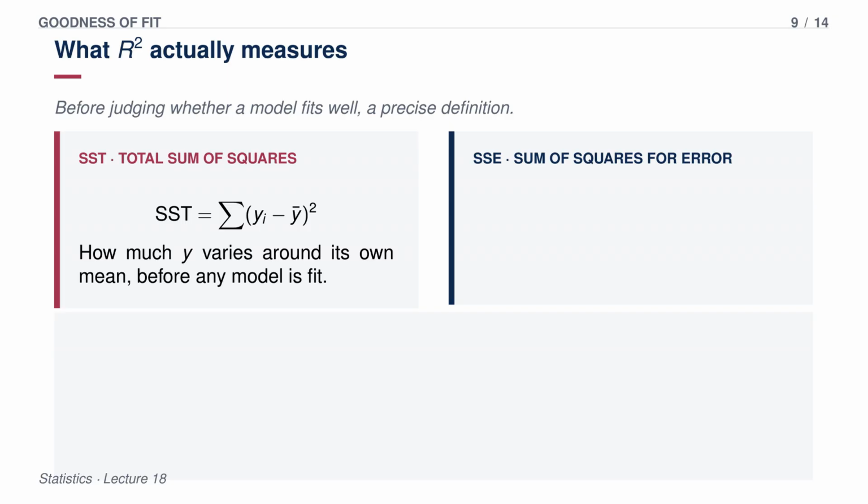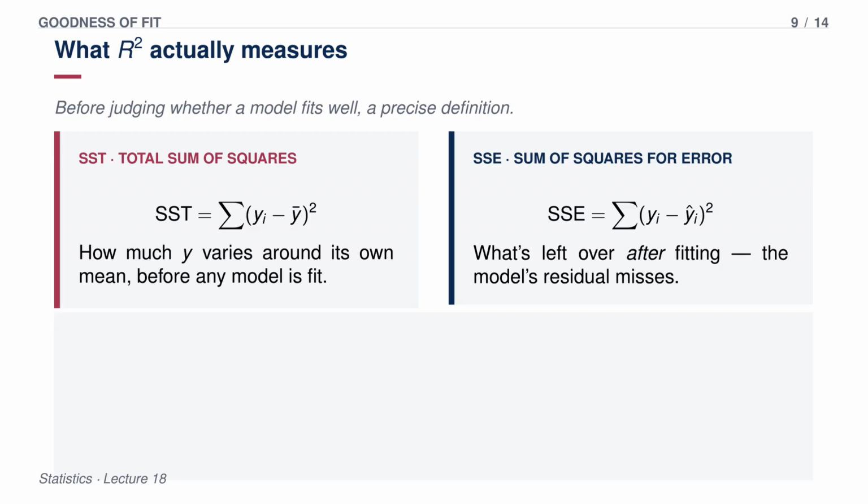Take every actual final score, subtract the overall average, square it, and add all of that up. That's how spread out the finals are before any model even gets involved. Second, SSE, sum of squares for error. Same idea, but subtract the model's predicted value instead of the average. Square it and add those up. That's whatever's left over after the model has done its best.